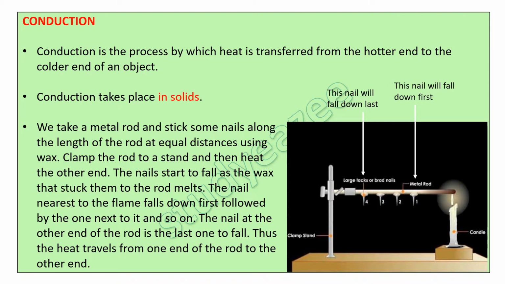We take a metal rod and stick some nails along the length of the rod at equal distances using wax. We clamp the rod to a stand and then heat the other end. The nails start to fall as the wax that stuck them to the rod melts. The nail nearest to the flame falls down first, followed by the next one, and so on. The nail at the other end of the rod is the last one to fall. Thus, heat travels from one end of the rod to the other end.